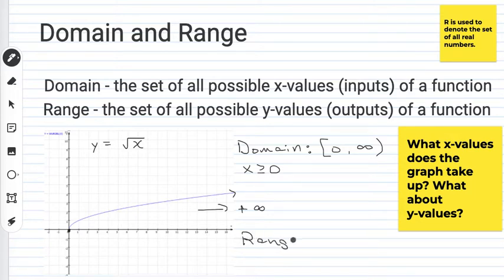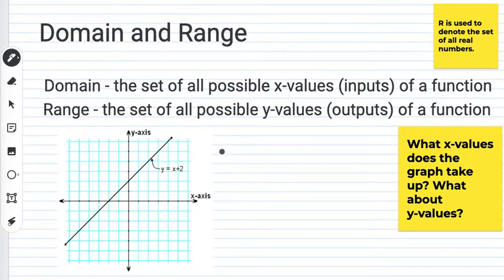What y values does the function take up? Well, for y values, it starts at 0, and then the function goes up from there. So the range is going to be y is greater than or equal to 0, or from 0 to positive infinity. Close it up with parentheses. And that is the range of the square root function.